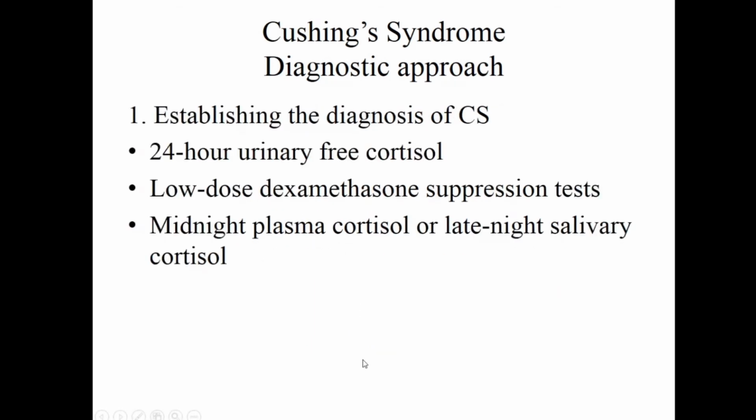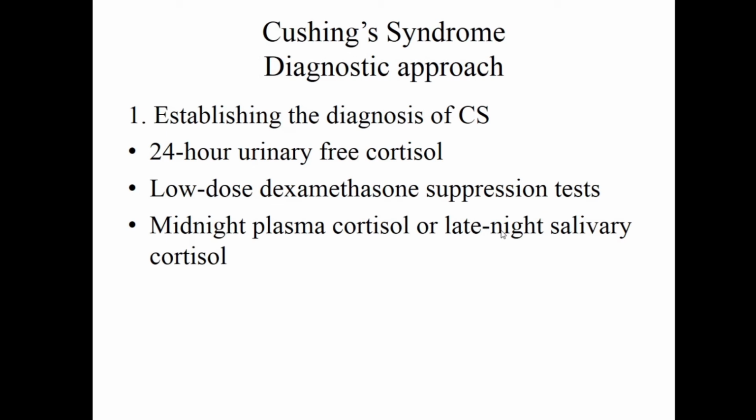So now let's go to the first one, which is to establish the diagnosis of Cushing syndrome. How do we establish the diagnosis of Cushing syndrome? Cushing syndrome is hypercortisolism, so you have to prove, number one, that the patient has increased cortisol secretion. So what tests do we do?